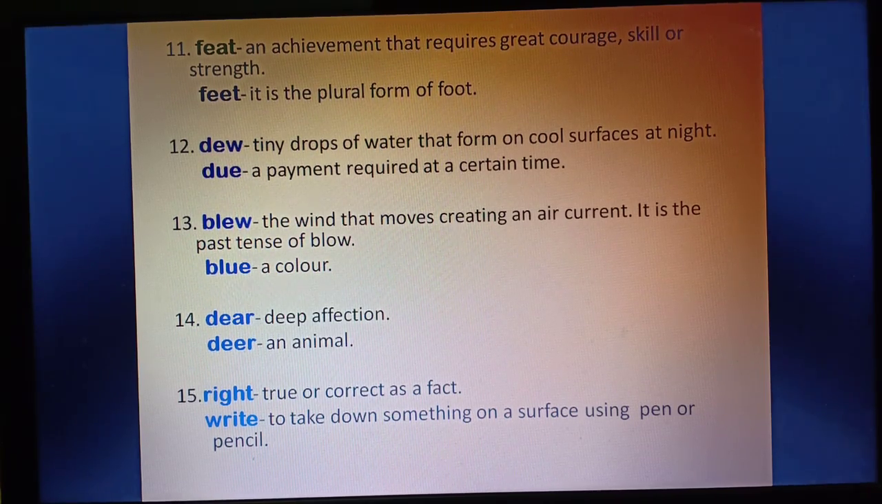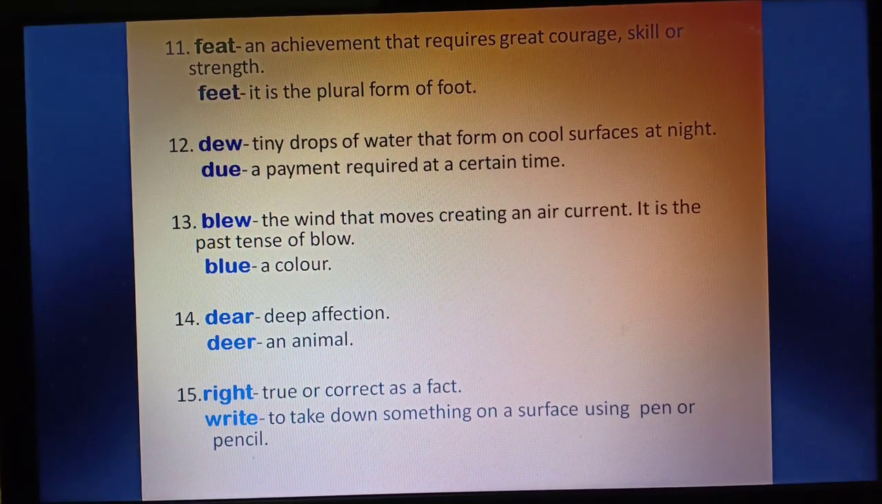Blue is a color. Number 14, D-E-A-R, dear, means deep affection. And D-E-E-R, deer, we all know, is an animal. Number 15, R-I-G-H-T, right, means true or correct as a fact. And W-R-I-T-E, write, to take down something on a surface using a pen or pencil with the hand. Okay, we all write. You all are writing, I hope.